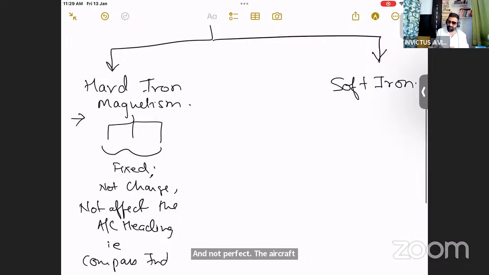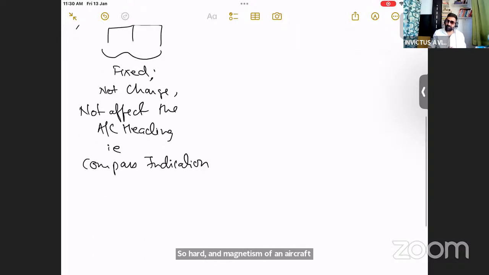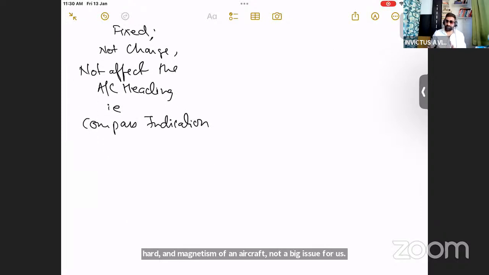This is a very important point. Generally, we will think that both the aircraft magnetisms are going to impact my compass heading, but it's not true. The manufacturers and designers of an aircraft are so smart that whatever magnetism the aircraft has permanent, they have resolved it in a way that it will not impact our headings. Simple. So hard iron magnetism of an aircraft is not a big issue for us. If anybody ever asks how it looks, there is a diagram you could refer to.